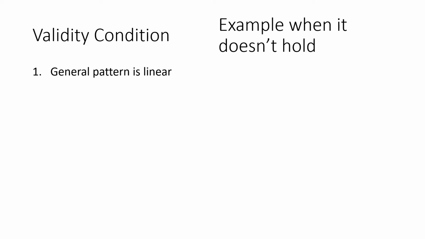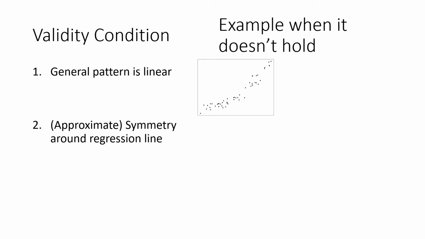There are three validity conditions for a theory-based test of the slope of linear regression. The first is that the general pattern of the scatter plot should be linear. So for example, you would not want to use a theory-based test of linear regression when you saw a curve in the scatter plot. The second validity condition is that the dots should be approximately symmetric around the regression line. If you have outliers that don't fit the trend of the regression, as shown in the scatter plot here, then we can't necessarily trust the p-value we get from theory-based linear regression.